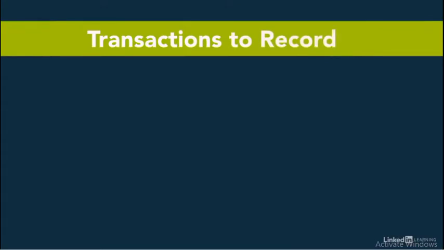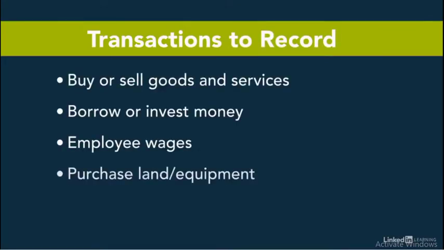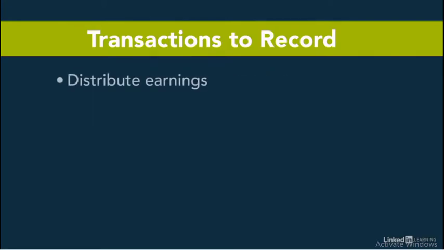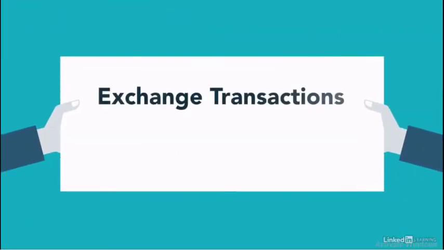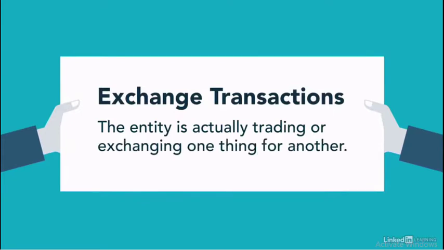Now, consider the dilemma for businesses. They typically have far more transactions than you, and the kinds of transactions are much more varied. Businesses buy and sell goods or services, borrow and invest money, pay wages to employees, purchase land, buildings, and equipment, distribute earnings to owners, and pay taxes to the government. These activities are referred to as exchange transactions because the entity is actually trading or exchanging one thing for another. A bookstore, for example, exchanges books for cash.